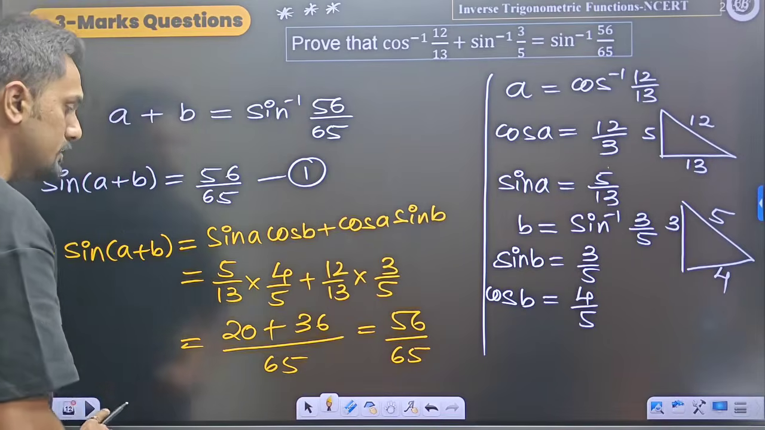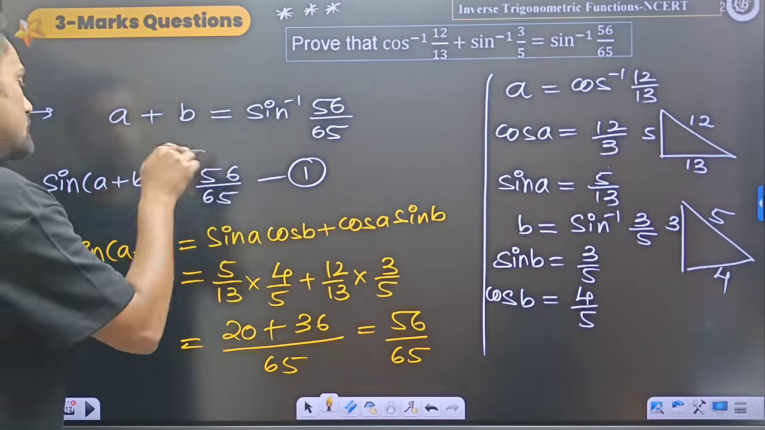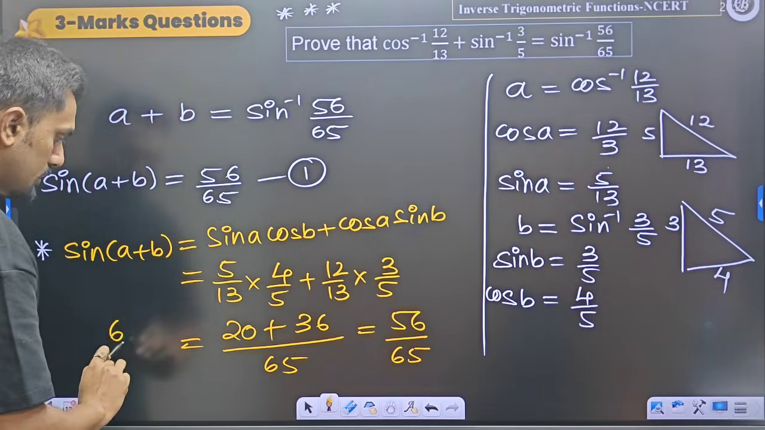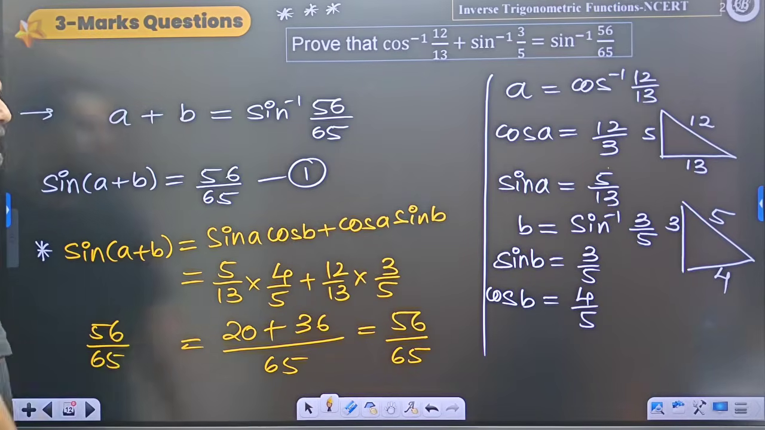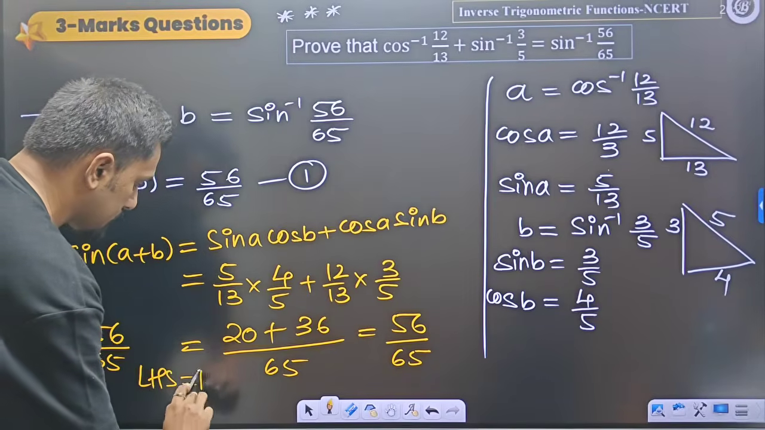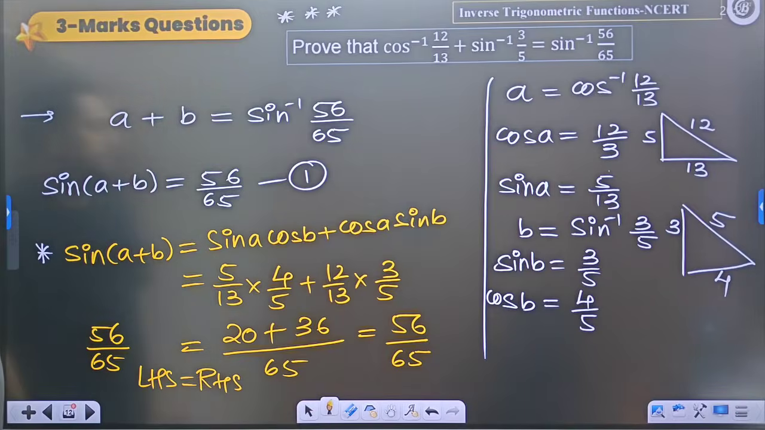From 1, if you substitute sine of A plus B as 56 by 65, then 56 by 65 equals 56 by 65. So thus we have proved the required result. LHS equals RHS. That's it. Pause the video and note down the answer.